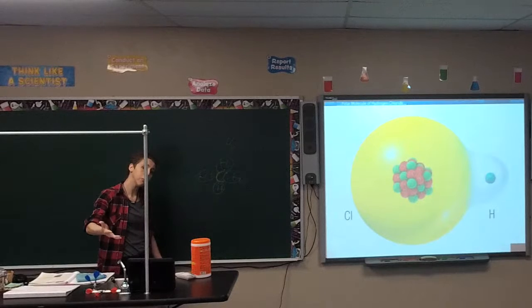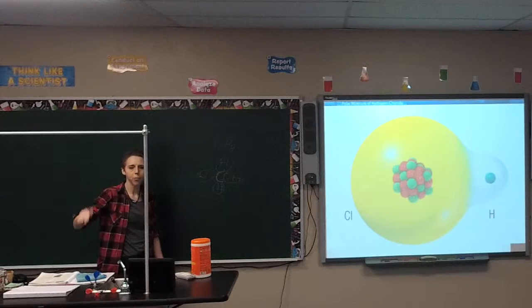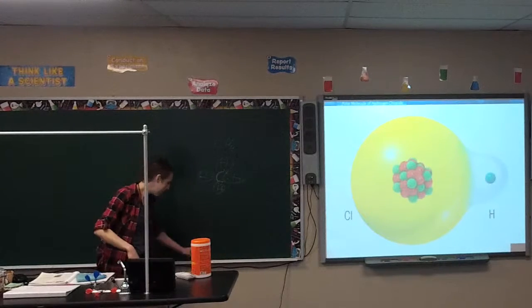If you have a double bond, how many electrons do you think you have? 4. What if you have a triple bond? How many is that then? 6. If you have a quadruple bond, now quadruple bonds do not exist for real, but how many would you have? You would have 8.